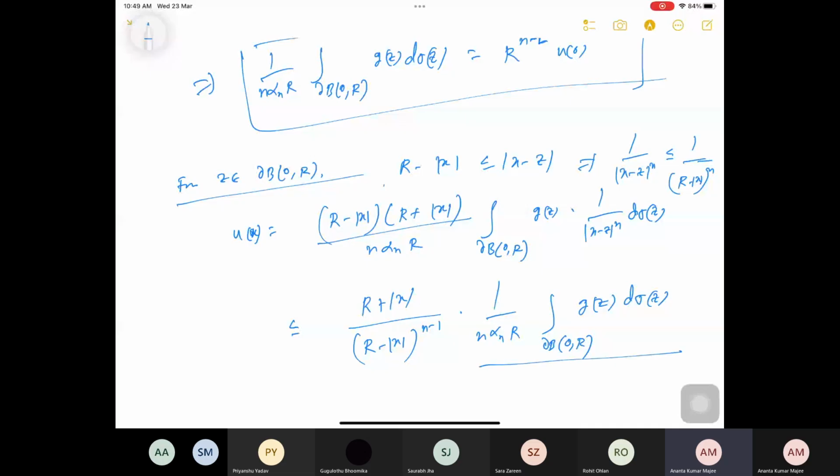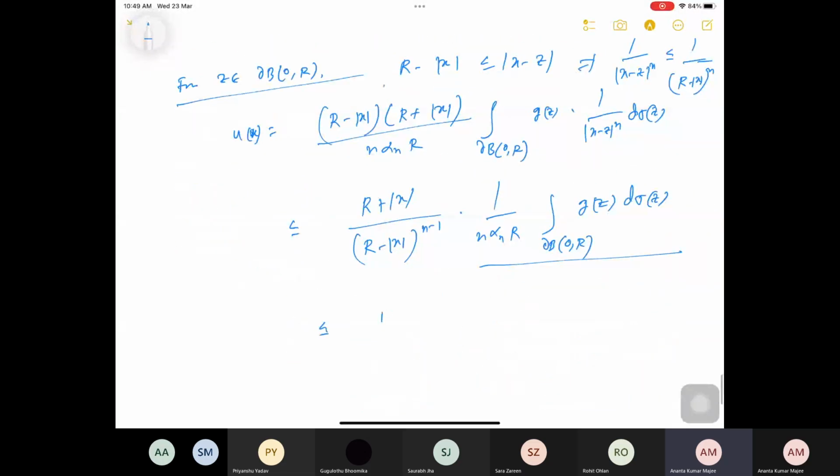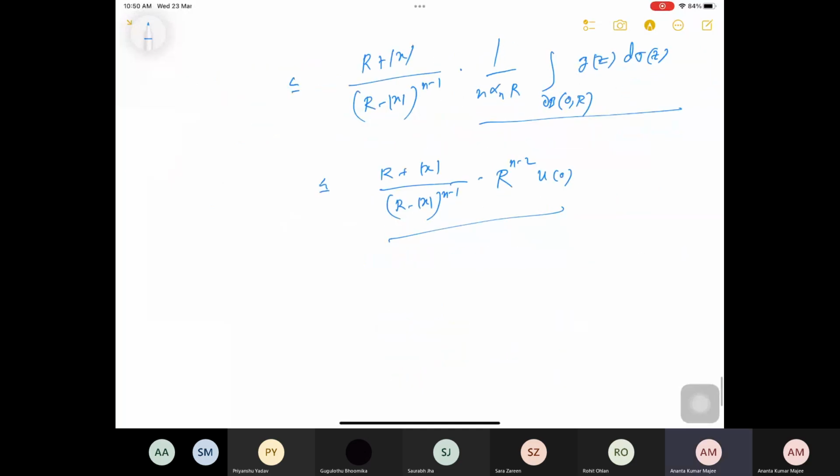So now this expression I already have, this is the same as ((r + |x|)/(r - |x|))^(n-1) times r^(n-2) times u(0). Is it not? So you see this is exactly my right hand side inequality. Okay, so the first inequality is proved.